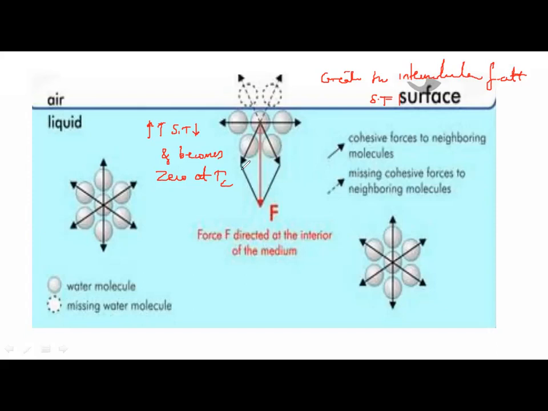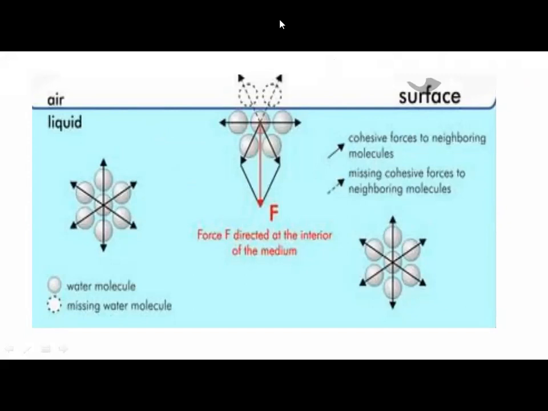And what are the results of all these factors? Spherical shape of the drops, fire polishing of the glass, rise of liquid in the capillary tube, and small insects walking on water. See, the insects walk on water very easily. That is because of surface tension. So this is another physical property of liquid.